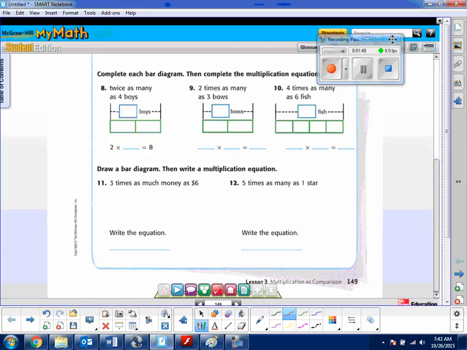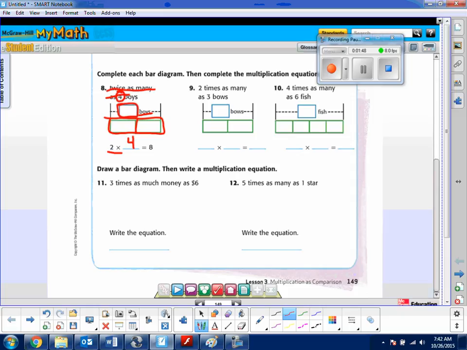And then the last thing, let's take a look at number 8. It says twice as many boys. Well, let's look down here. We have this bar diagram. We're going to be using these bar diagrams again. Split up in half, and there's something on the top of it, and it says boys. So twice as many boys. So 2 times as many as, and it says 4 boys right here. So we know that 2 times 4 equals 8.